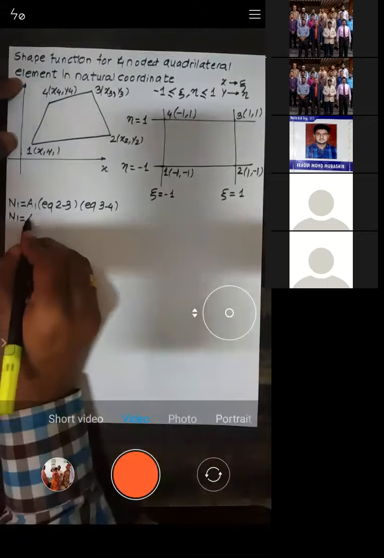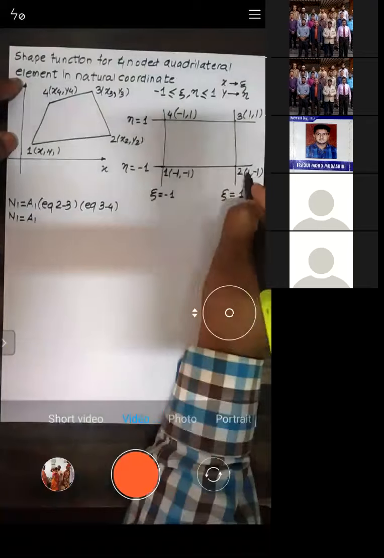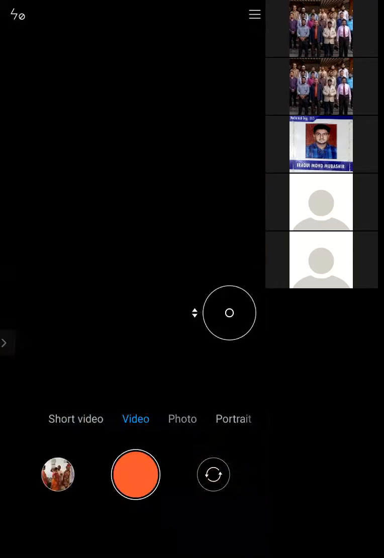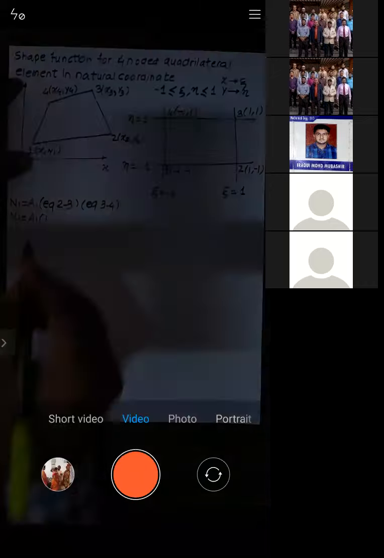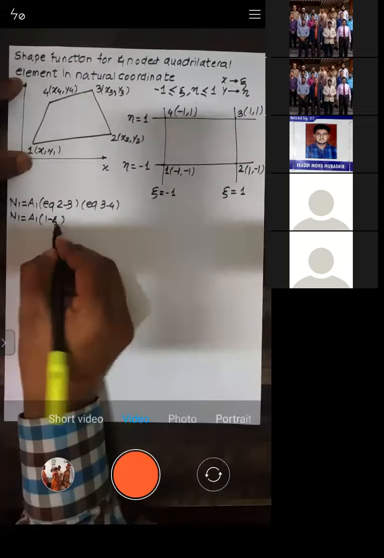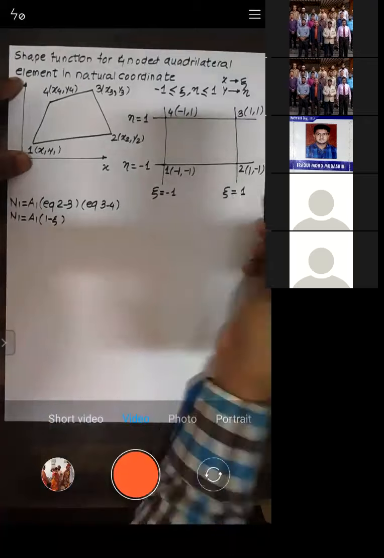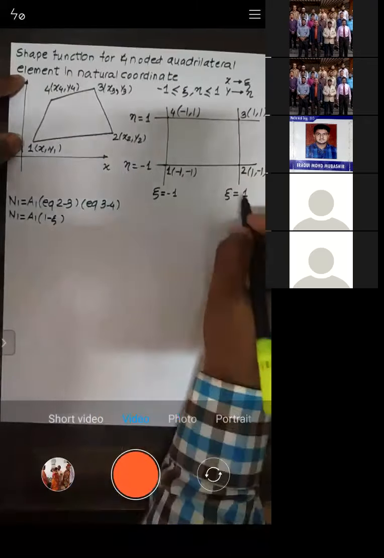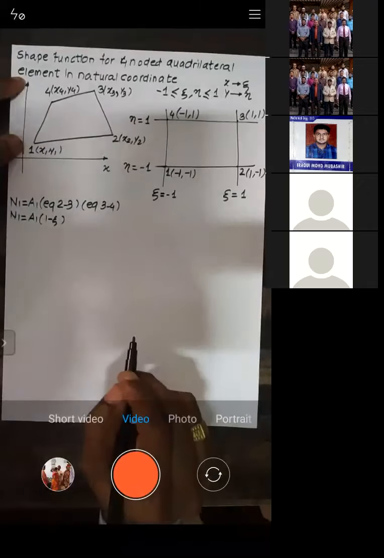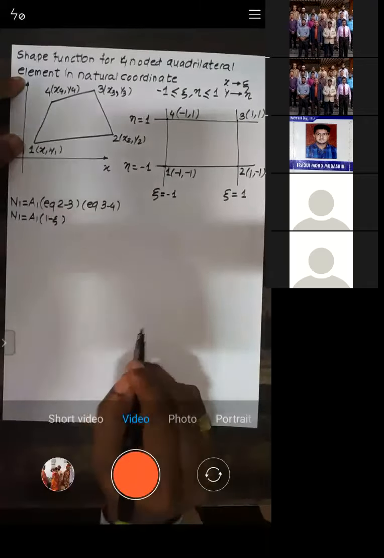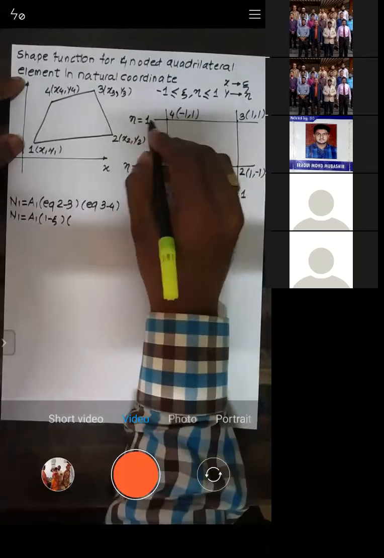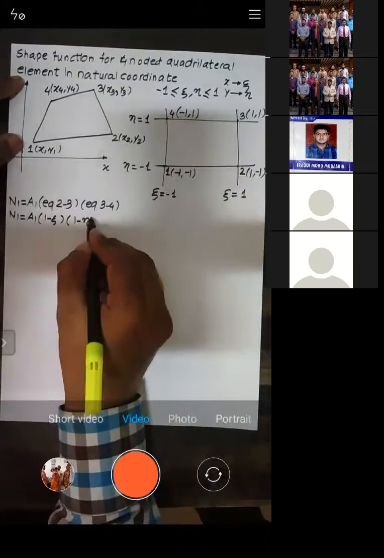N1 is equal to a1. What is the equation of line 2,3? It is zeta equal to 1. So can I write 1 minus zeta? Zeta equal to 1 means 1 minus zeta is equal to 0. What is the equation of line 3,4? It is neta equal to 1, that is 1 minus neta. Is it okay?